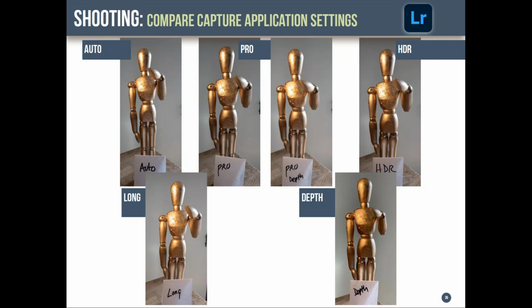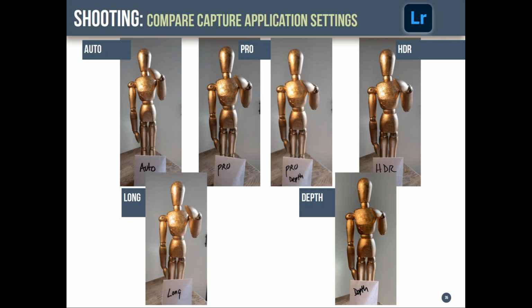Now, one of the things that I want to clarify when you look at this slide, auto is pretty basic. But if you look at Pro, I have Pro and then I have Pro Depth. The difference between those two slides is I changed the focus to the front hand of the little figurine. You can do that with the Pro camera. You can change the depth of field. And I wanted to make note that I had done that, so when I looked at this to evaluate it later, I could tell.